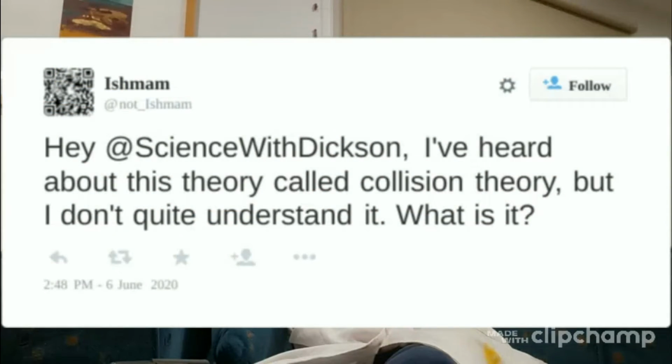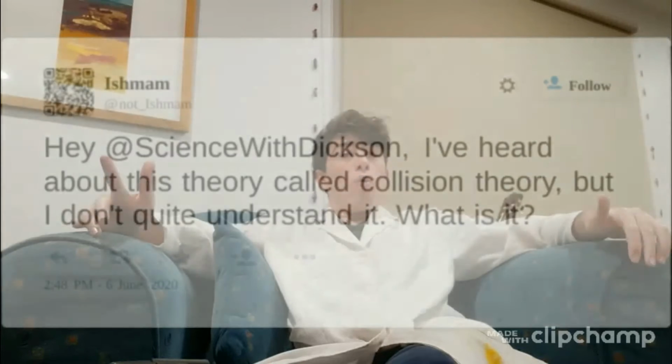Next up, Ishmael asks us this question. Well, Ishmael, collision theory is a theory that can help explain what is needed for a chemical reaction to occur. It says that for a chemical reaction to occur, the reacting molecules must collide with each other. It also says, even if they do, they may not react, as the molecules must collide with enough energy and with the correct orientation in order to react.